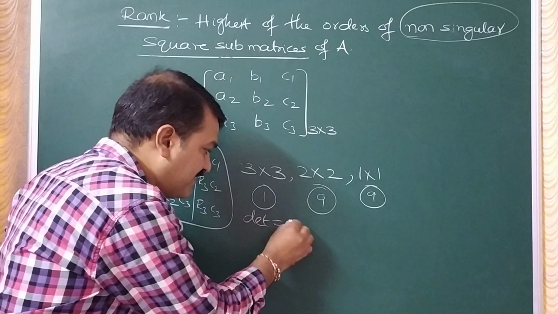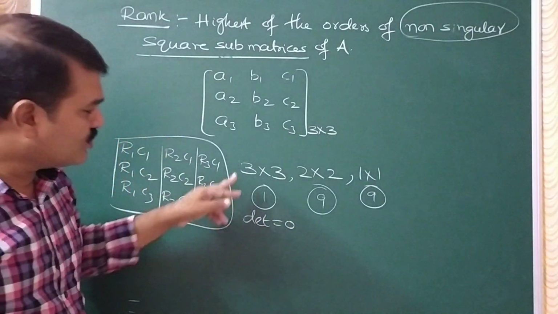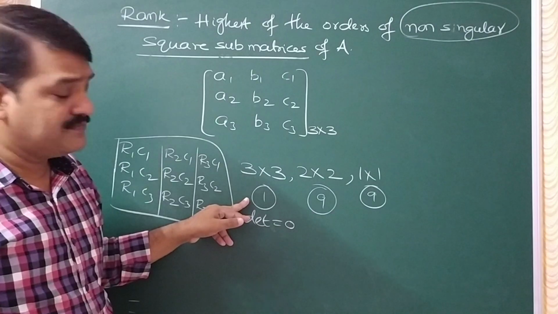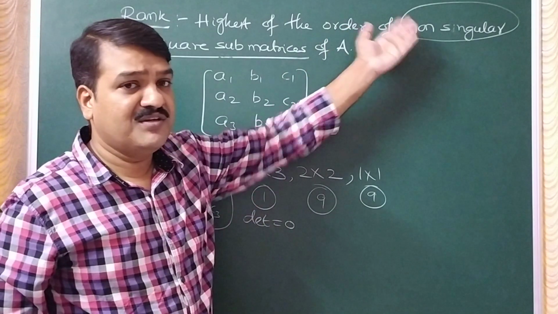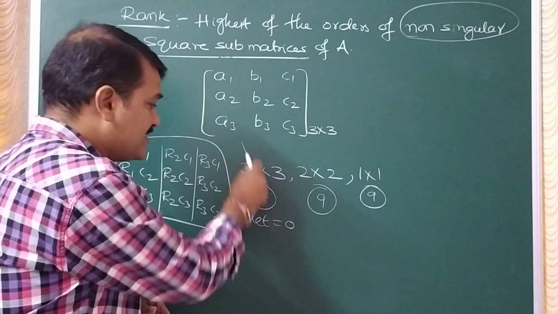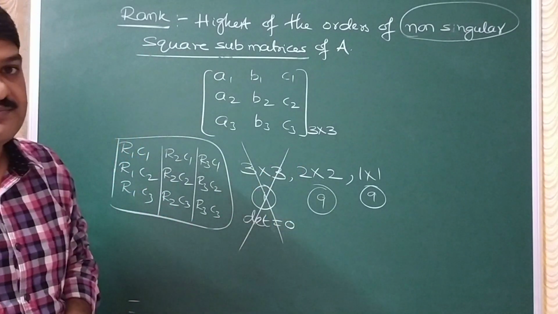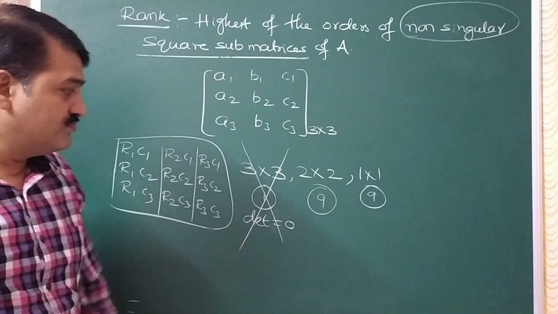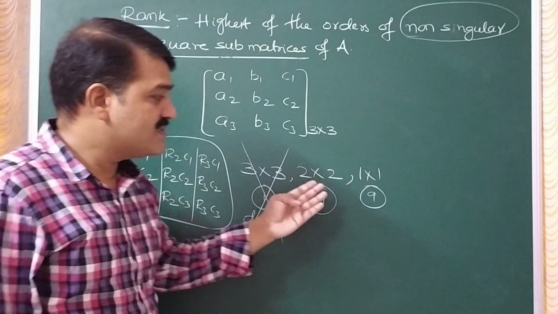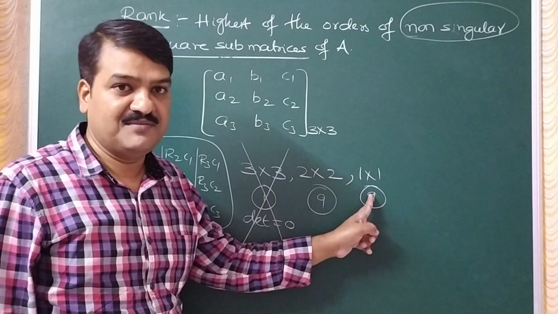For example, if det is 0 for this, there is only one 3 by 3 submatrix and that is not non-singular. That means you can remove that. Rank cannot be 3 now. Rank cannot be 3 means rank can be either 2 or 1.